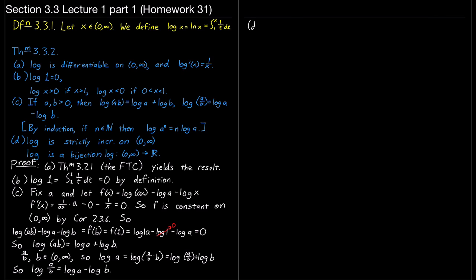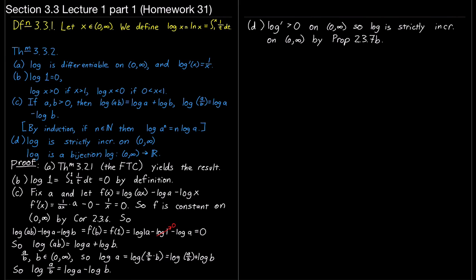Now let's prove part D. So log prime, that's 1 over t, that is positive on 0 to infinity. So log is strictly increasing on 0 to infinity, and that's true by proposition 2.3.7b.